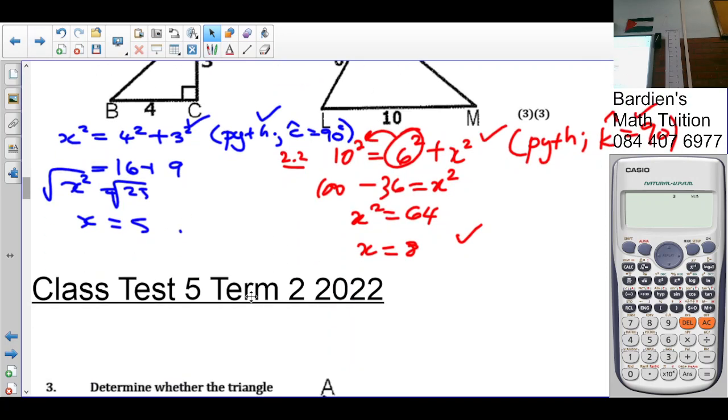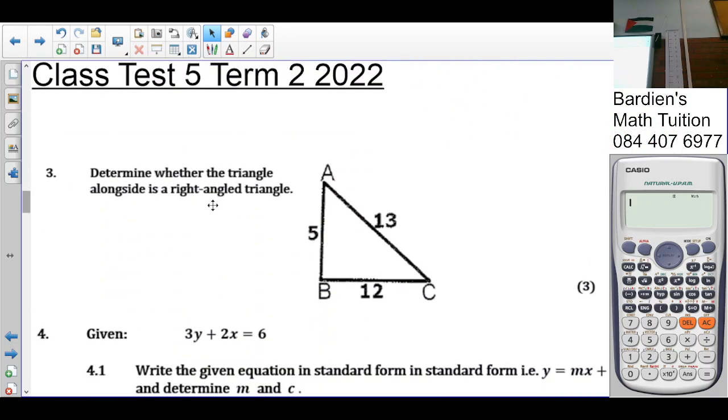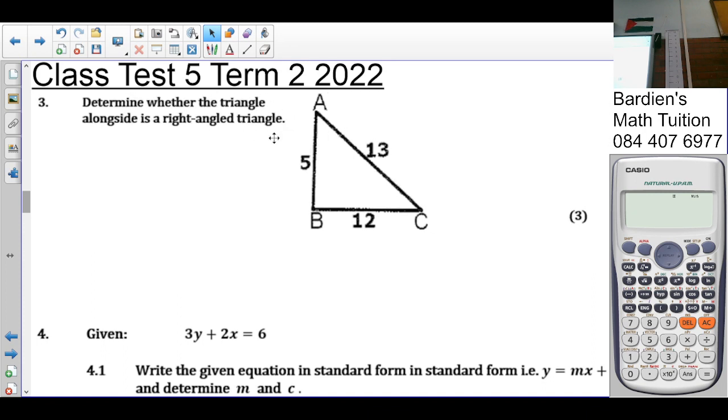The next question, number 3. Determine whether the triangle alongside is a right angle triangle. So if it was a right angle triangle, what would I have used? Pythagoras. Is it a right angle triangle? We don't know. We must prove or determine whether the triangle is right angle or not. So in other words, if the theorem of Pythagoras works in this triangle, it's a right angle triangle. If it does not work, not a right angle triangle.